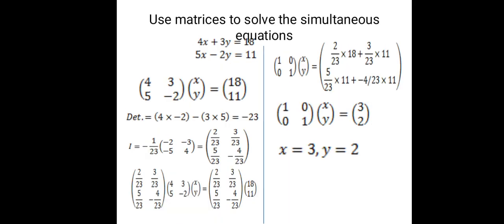Use matrix to solve the equations. First, we write the equations into matrix form. We find the determinant, then we find the inverse of the first matrix, then multiply the inverse on both sides of the equation, and we find x to be 3, y to be 2.